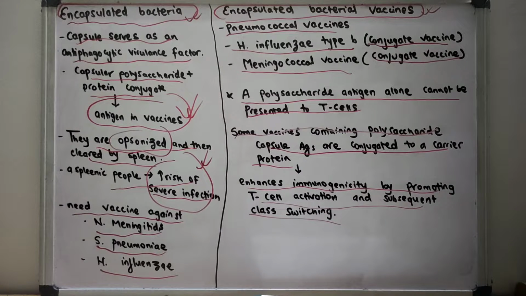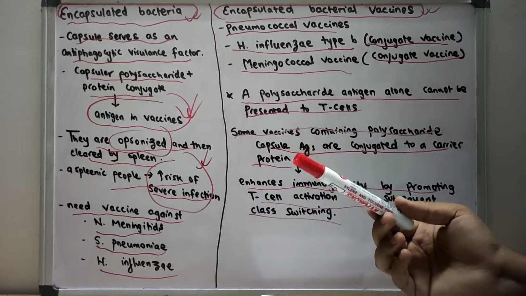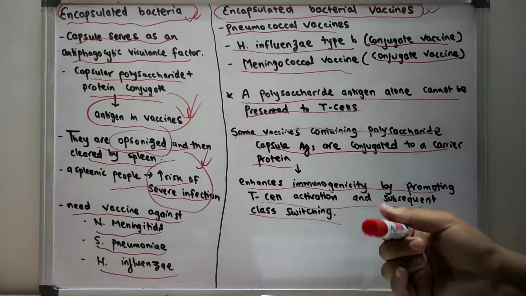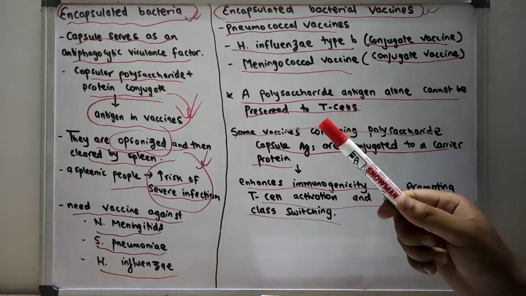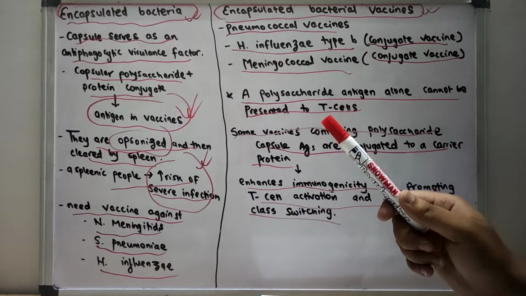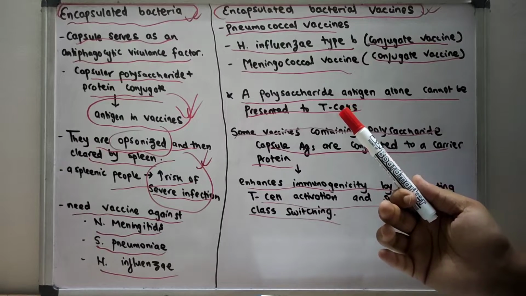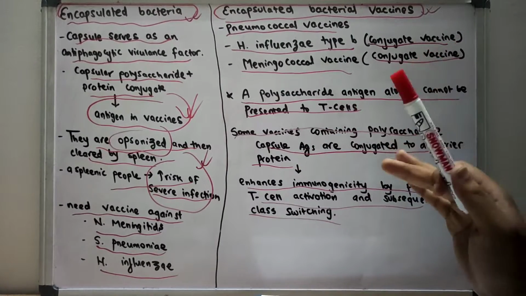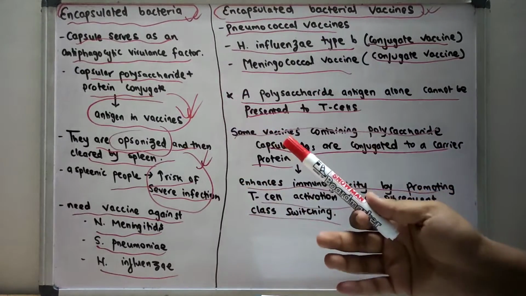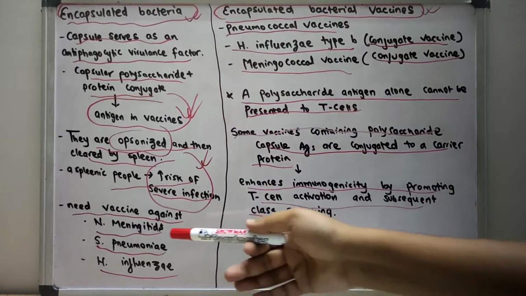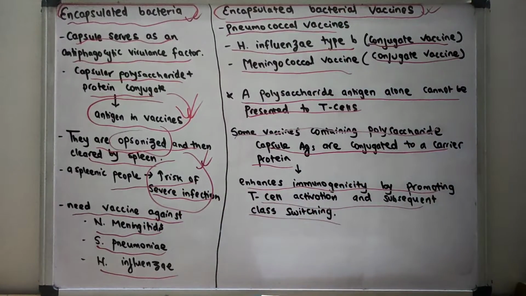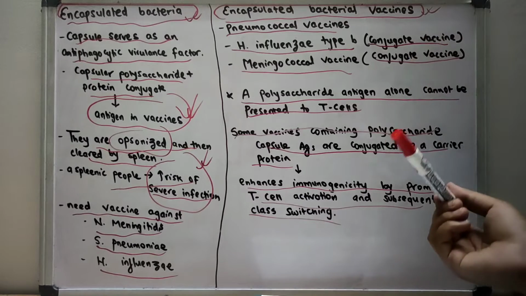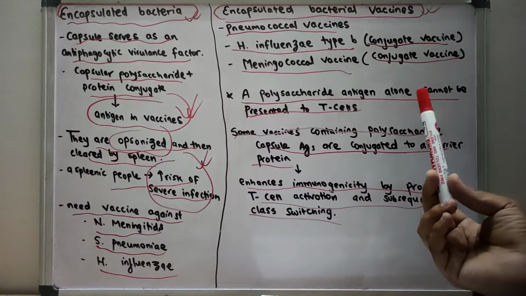Again, you have to know the various examples of encapsulated bacteria. They are Pseudomonas aeruginosa, Streptococcus pneumoniae, Haemophilus influenzae type B, Neisseria meningitidis, Escherichia coli, Salmonella, Klebsiella pneumoniae, and Group B Streptococcus. People who have undergone splenectomy should get vaccines against Neisseria meningitidis, Streptococcus pneumoniae, and Haemophilus influenzae. You should know the various encapsulated bacterial vaccines: pneumococcal, Haemophilus influenzae type B, and meningococcal vaccine.